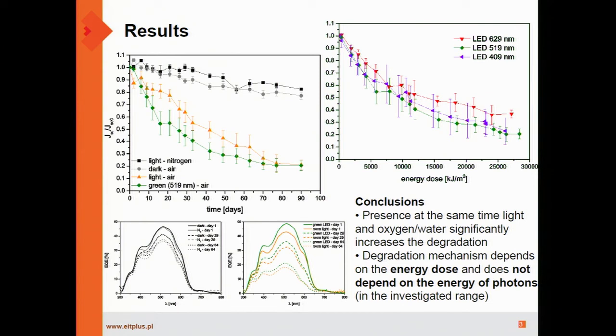As you can see in this figure, we recalculated days to the energy dose which was absorbed by our solar cells, and that means that the degradation mechanism depends on the energy dose, but does not depend on the energy of photons. Of course, in this range, in our investigated range.